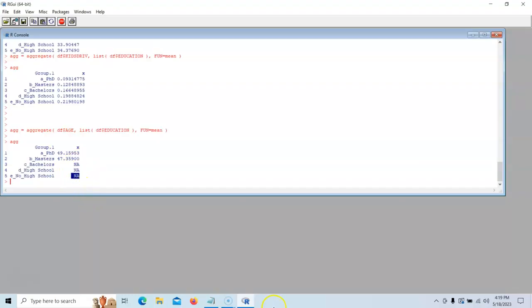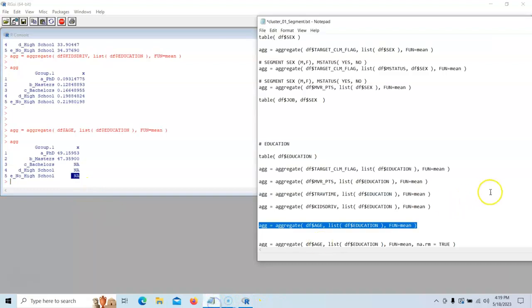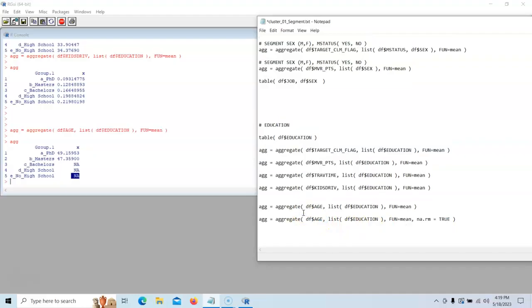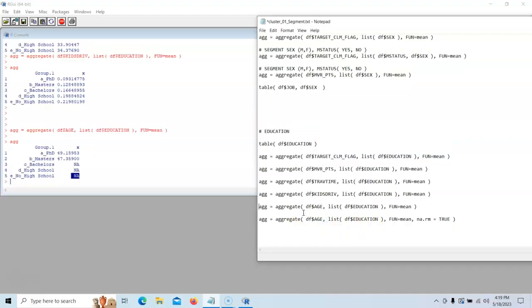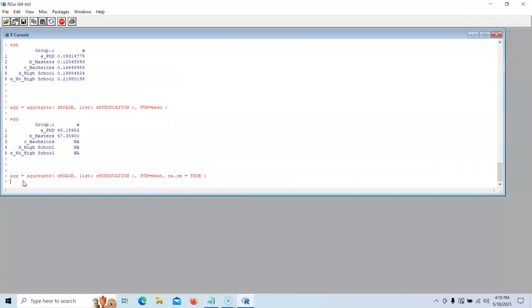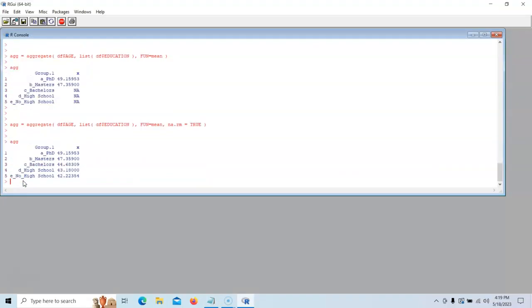So is there a fix? Well, here's the fix. If I put this command right here afterward, to remove the missing values, then R will say, okay, if you've got anything missing, I'm just going to ignore it. So this is a quick fix for missing values. Let's see what we get for this. And it looks like the PhD people are a lot older.